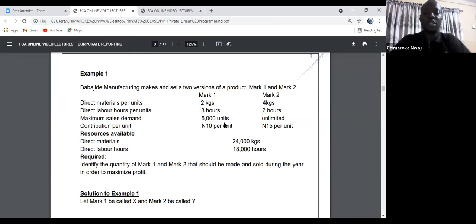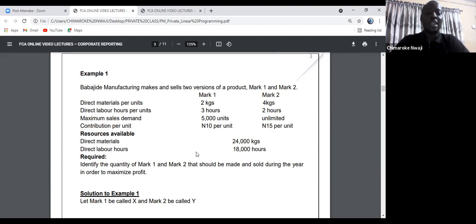Contribution per unit. Contribution per unit for Mark 1 is 10 naira per unit, and contribution per unit for Mark 2 is 15 naira per unit. Now, we are given resource available. So now this resource available, we are going to look at them. This is our limiting factors.